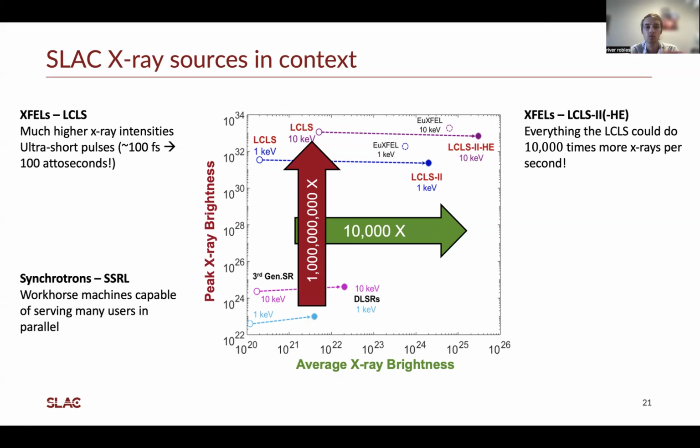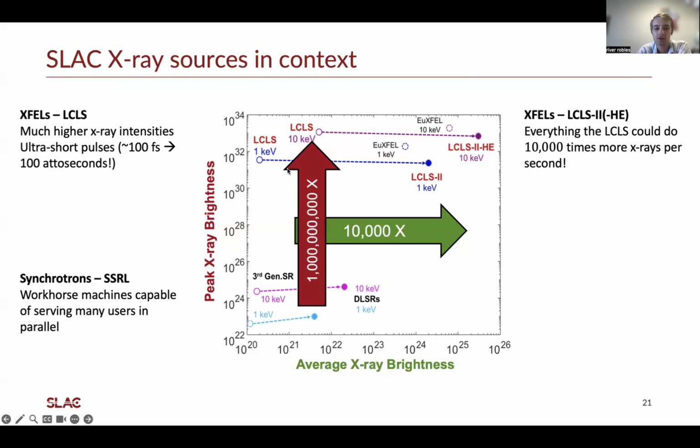So SSRL and synchrotrons more broadly are workhorse machines that allow you to do a lot of science at the same time. As you move up the y-axis about 10 orders of magnitude in peak X-ray brightness, you get to the LCLS and X-ray free electron lasers, where because you have to operate in a line, because you have to give the electrons time to undergo this FEL instability, it's much harder to serve a lot of users at once. Currently at the LCLS, we can serve 1, 2, sometimes 3 users at once, but no more than that. But what you gain from paying that cost is much higher X-ray intensities, 10 orders of magnitude in X-ray brightness, and the ability to generate very short pulses from the 100 femtosecond range to the 100 attosecond range.